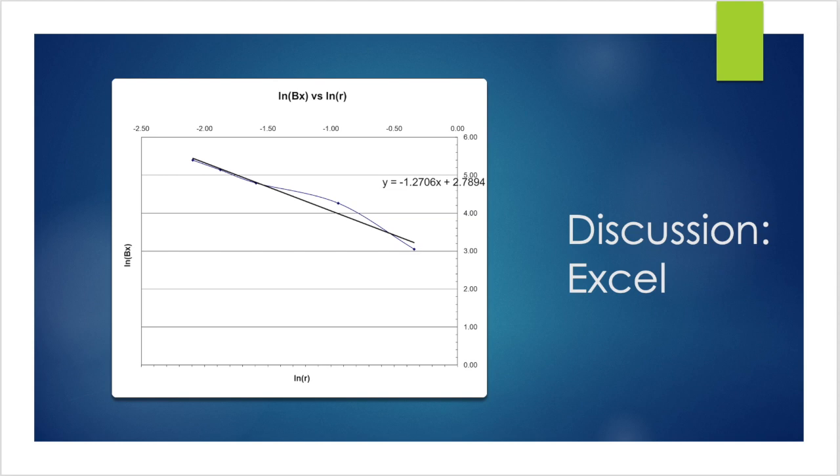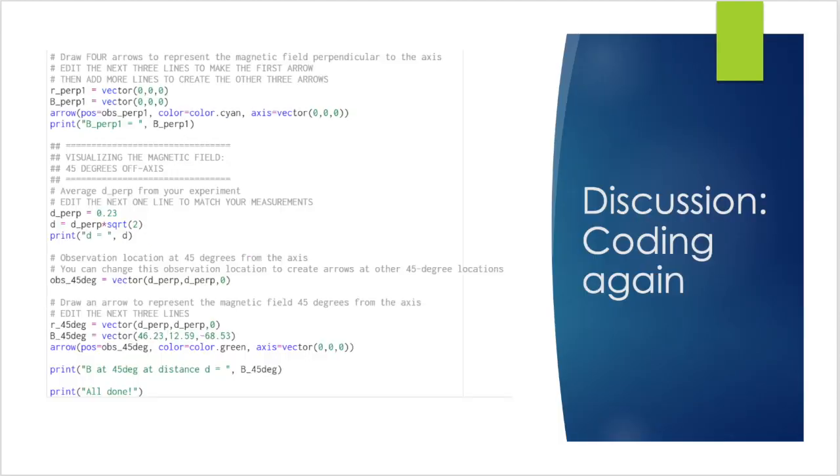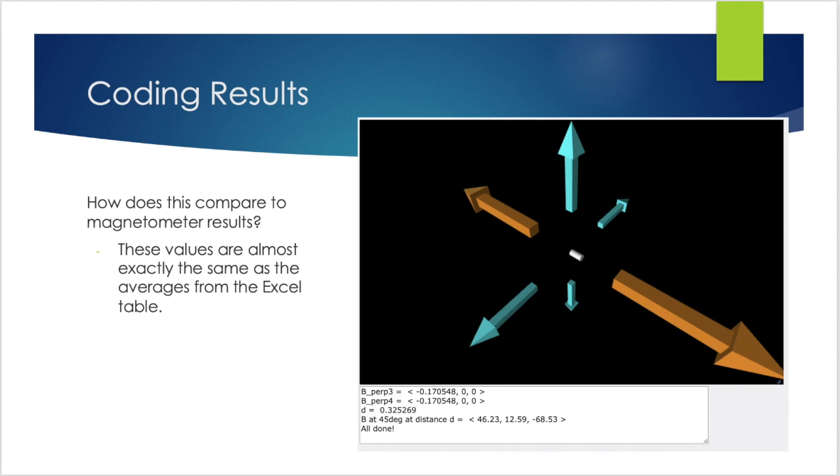For the coding portion of the lab, I wrote a function that is shown on the bottom left-hand corner of the screen called dipole B, and it calculates the magnetic field of a dipole. This is what the rest of the code looks like, and it ends up creating a picture shown here with 6 arrows in the 6 main directions from this middle white, which represents the bar magnet.